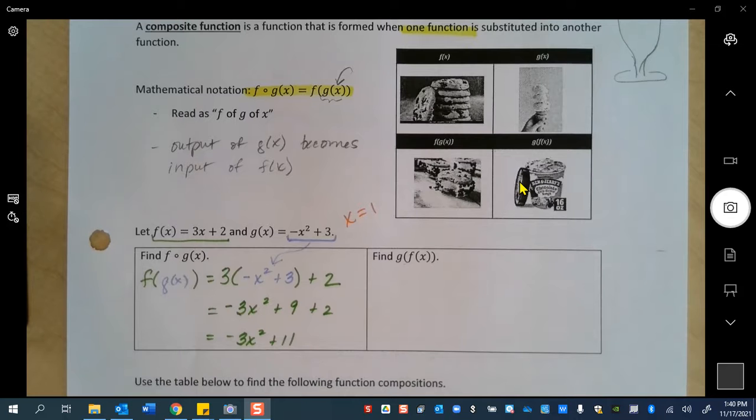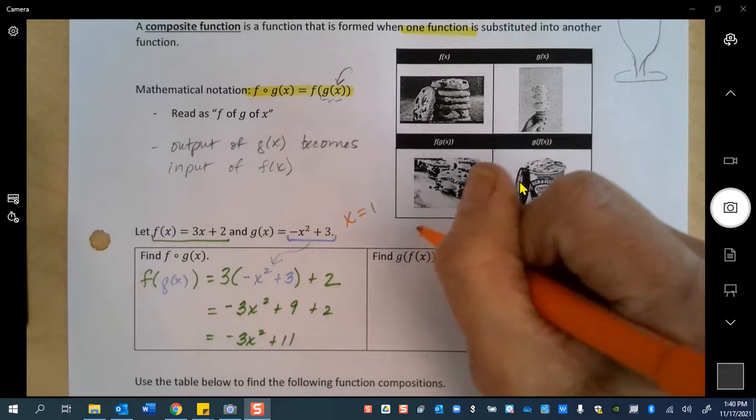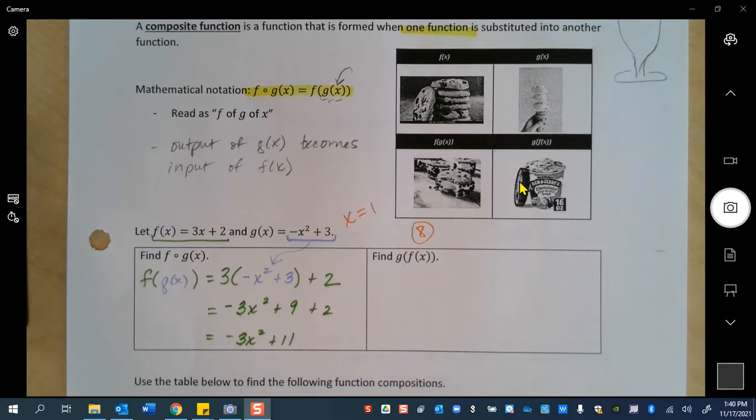If I do the opposite of 1 squared, that's negative 1, plus 3 is 2. When I put 2 into my f function, 3 times 2, 6 plus 2 is 8. So when I do it the long way, I get 8. Now we'll go ahead and try this. Stick 1 into x squared. 1 squared is 1. Times negative 3 is negative 3. Negative 3 plus 11 is, phew, that means we did it right.